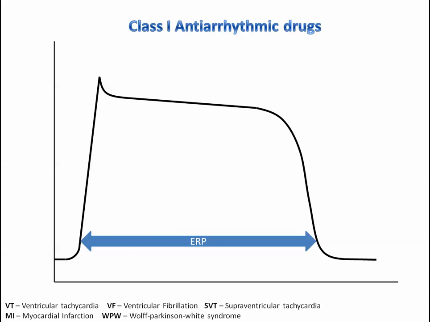So if you lengthen the action potential, you lengthen the effective refractory period and lengthen the amount of time that that cell cannot generate another action potential. This is an important concept when considering arrhythmias and will be touched on again later when we discuss the class 3 antiarrhythmic drugs.